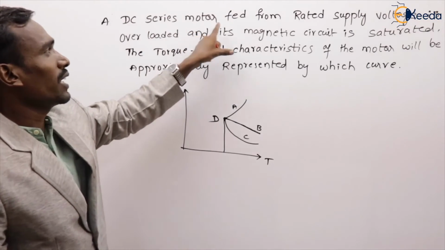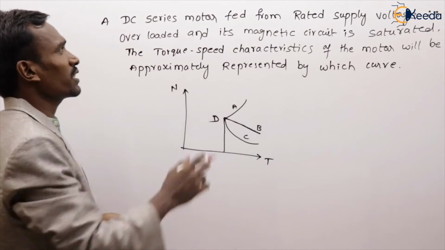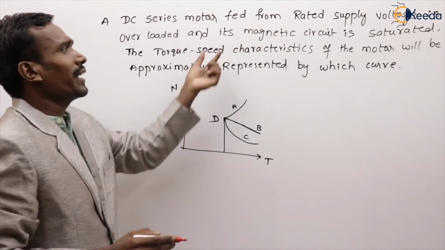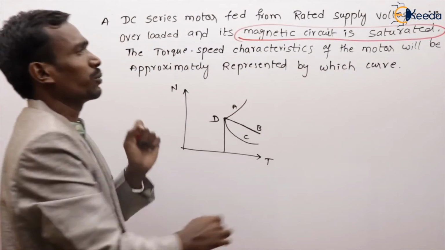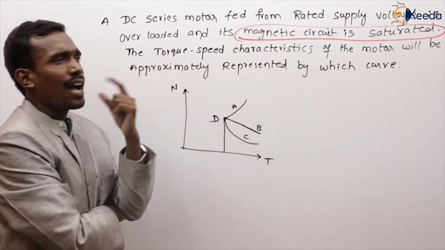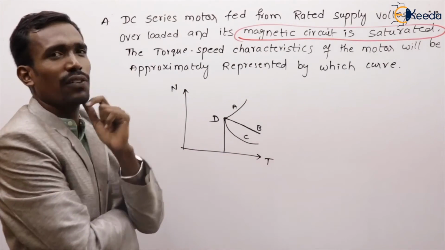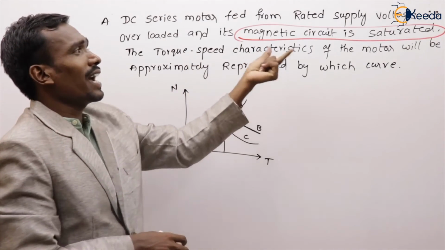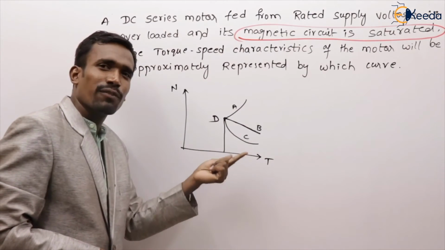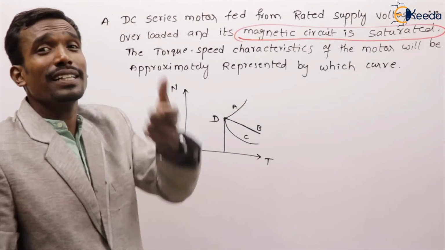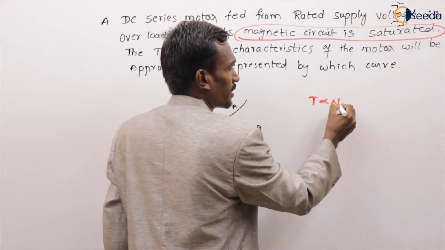A DC series motor fed from the rated supply voltage is overloaded and its magnetic circuit is saturated. The torque speed characteristics of the motor will be approximately represented by which curve? They are asking about the torque and speed characteristics.